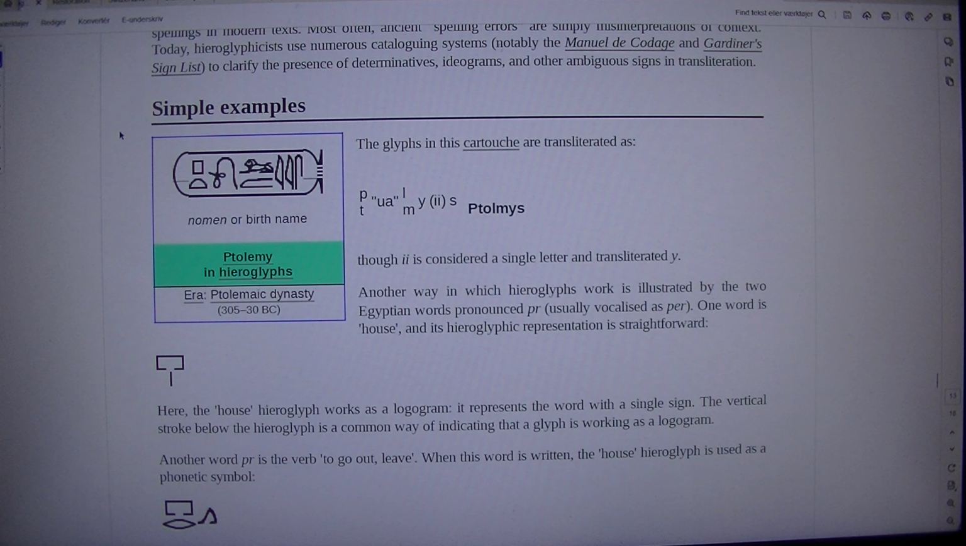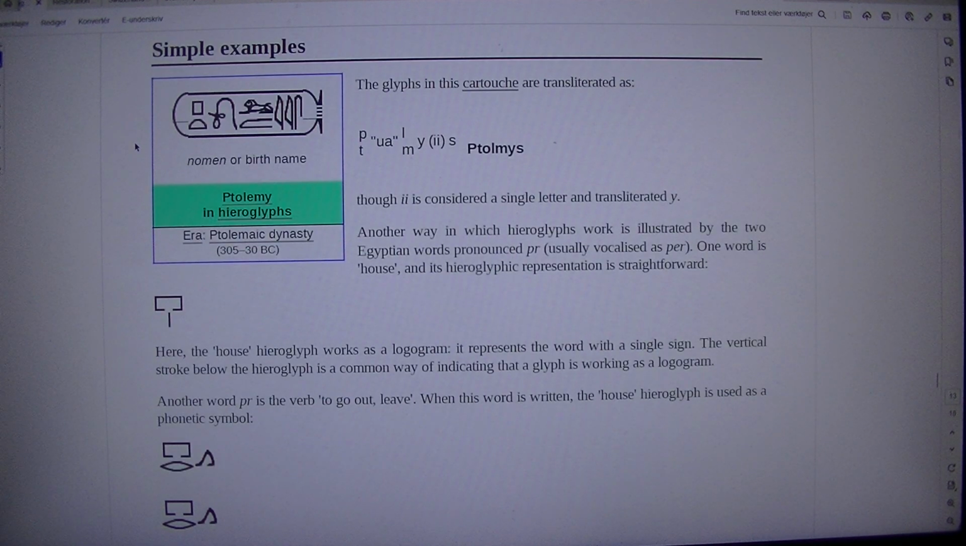Ptolemaic hieroglyphs era, Ptolemaic dynasty, 305–30 BC. The glyphs in this cartouche are transliterated as ptwlmys. The double reed leaf is considered a single letter and transliterated y.